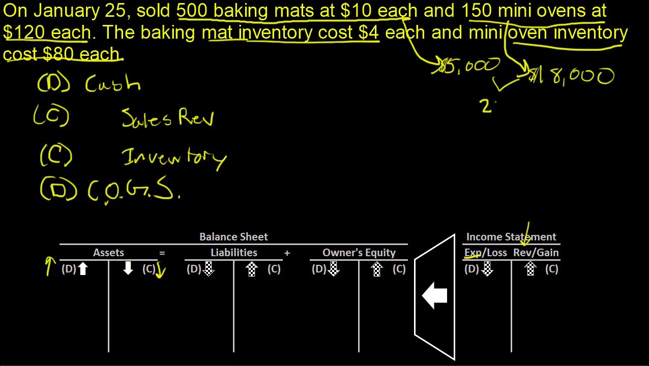So 23,000. That is how much money that we received when we sold our baking mats and our mini ovens. Cash of 23,000 was given to us. And we call that cash, we want to have an economic representation of that cash of 23.